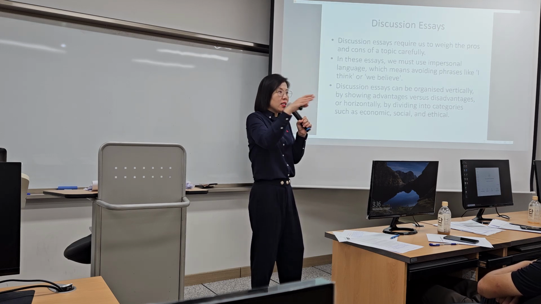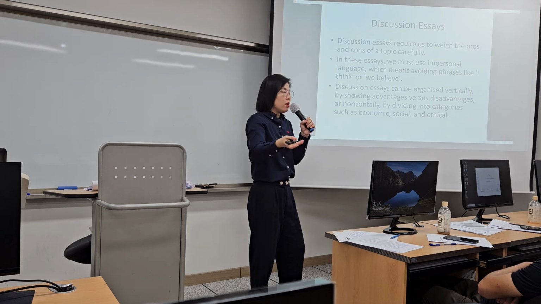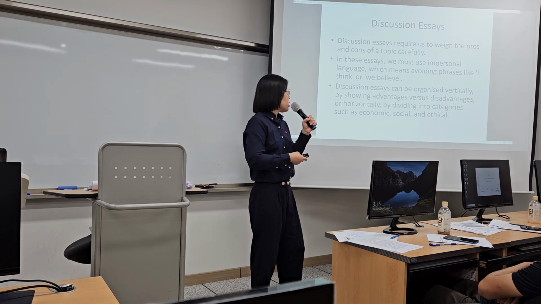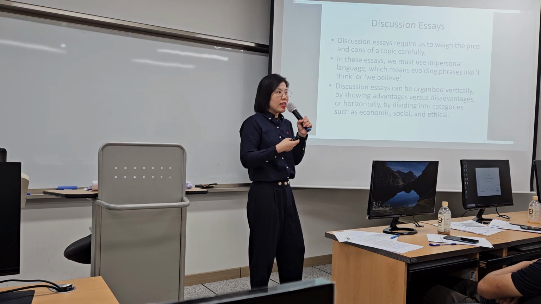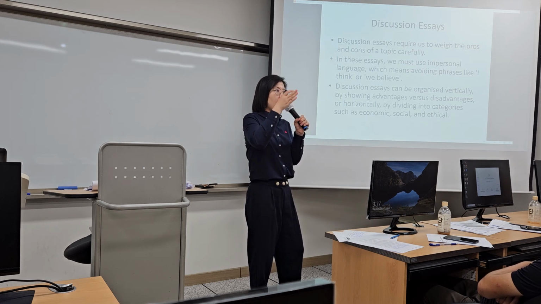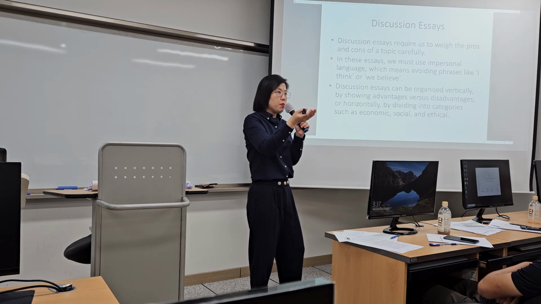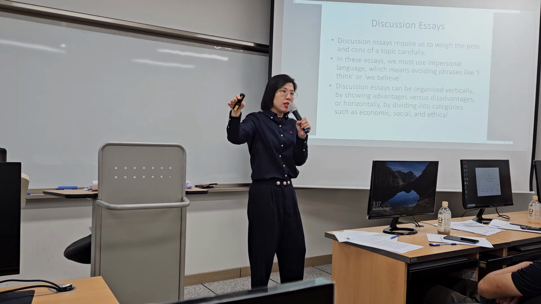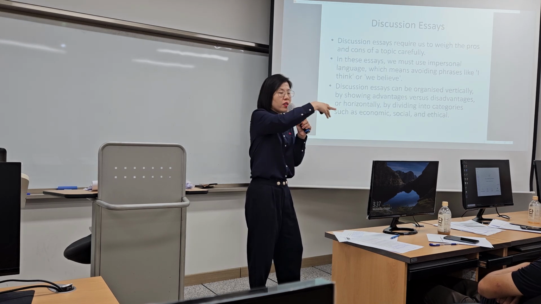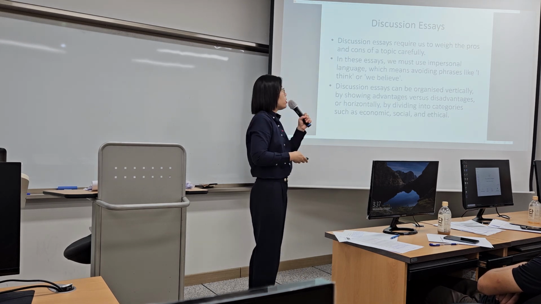Or horizontally, if you were to discuss climate change, then you can discuss the economic aspects of climate change, or social, cultural aspects, or ethical implications of climate change. So you can think either vertically, by thinking about the pros and cons of a given problem or issue, or horizontally, where you discuss or analyze different aspects of a given problem. All right, so this is how you do it.